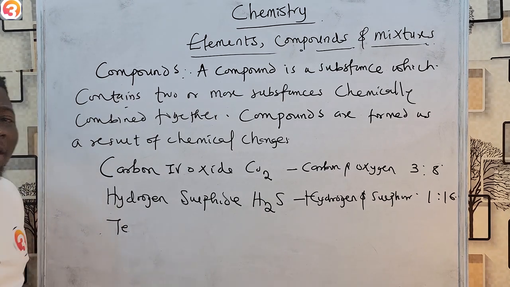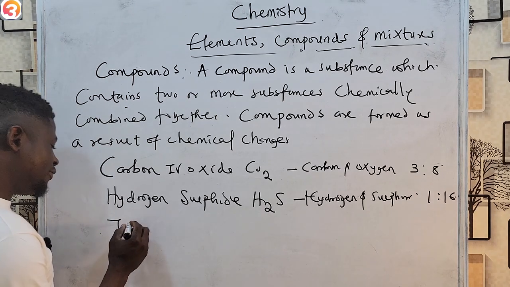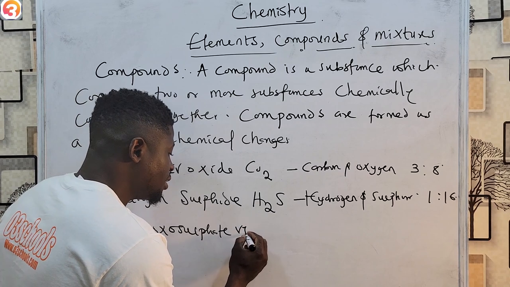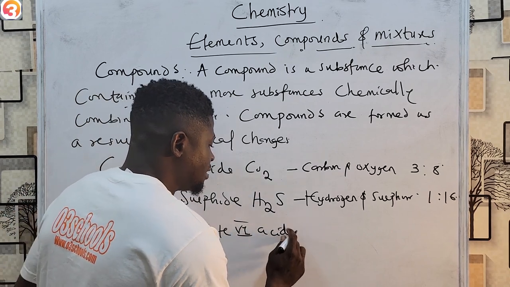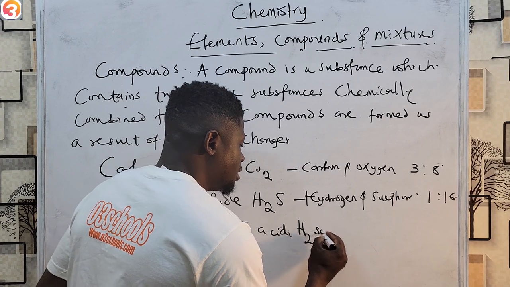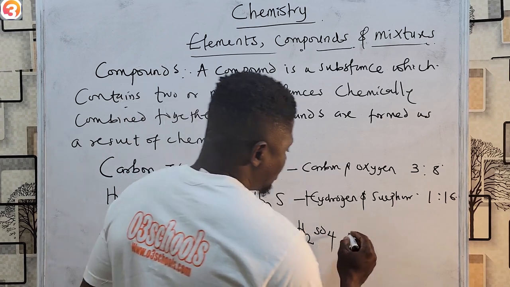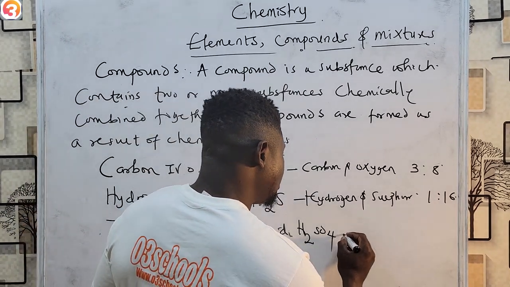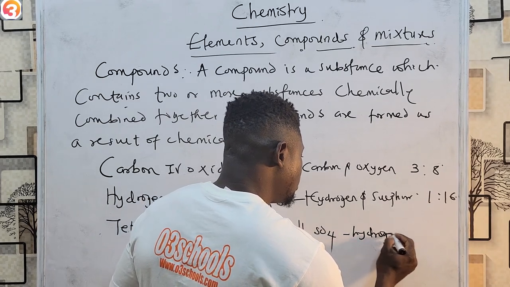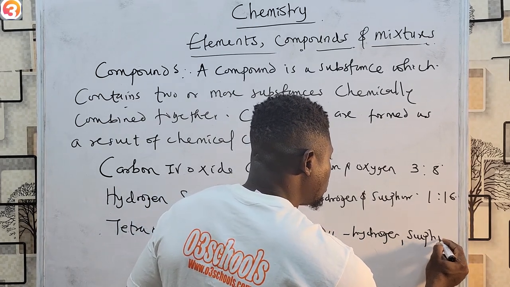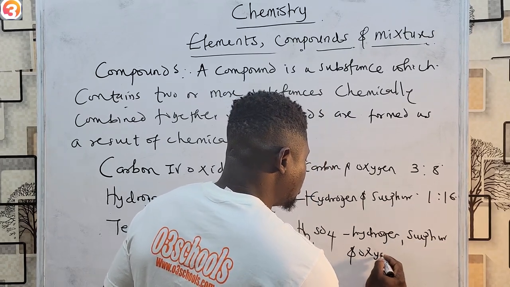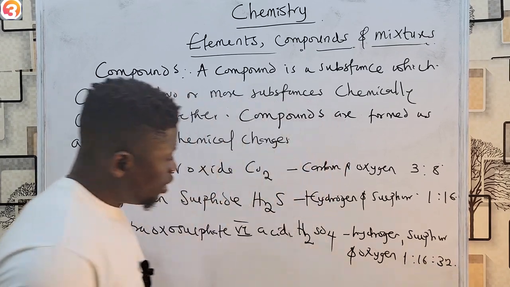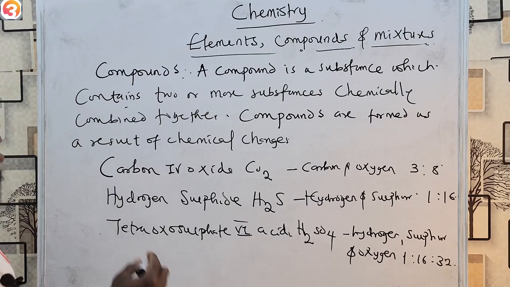Then of course another compound, and this one is the sweetest one, if it's the first time we're learning chemistry, is tetraoxosulfate(VI) acid. That is H2SO4, right? Of course, comprising hydrogen, sulfur, and oxygen. This one is in the ratio 1:16:32.